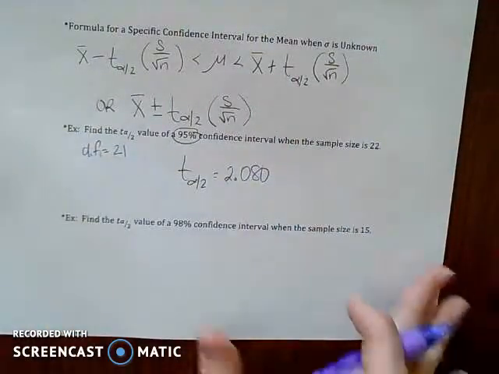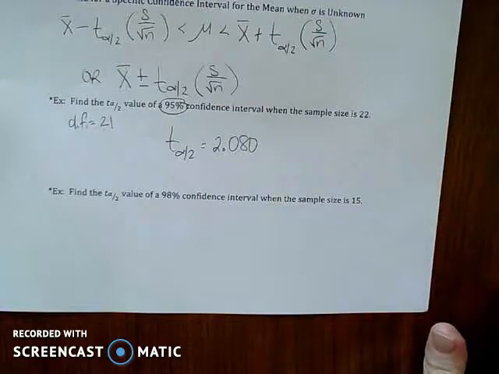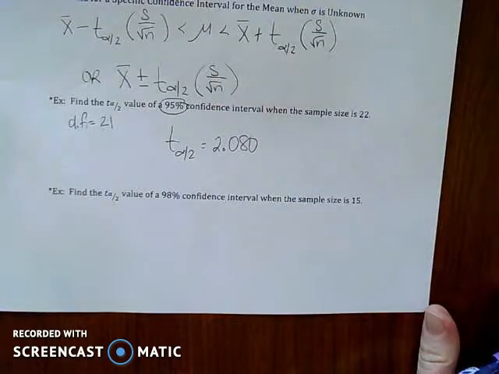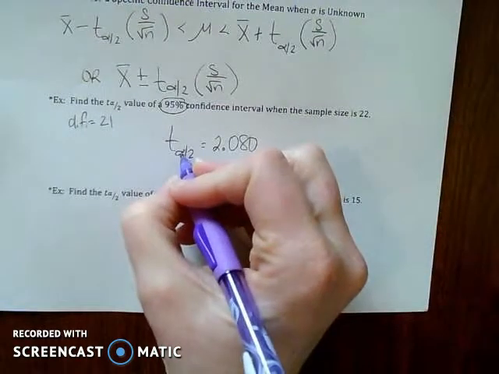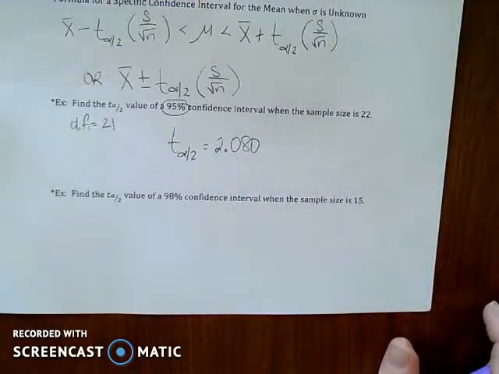That's simple. No drawing the chart, like I said, no having to think of alpha over 2, any of that stuff. So even though it says T of alpha over 2, you don't even have to worry about what that means. You just use the chart.